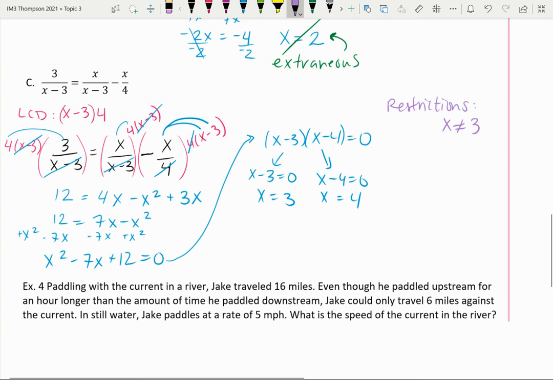When comparing to the restrictions, the only restriction that's created in the denominator is that x cannot be 3. Remember, if I just have a number in the denominator, that does not create a restriction on x. Therefore, x equals 3 is what's called the extraneous solution. And the only one that counts is x equals 4.